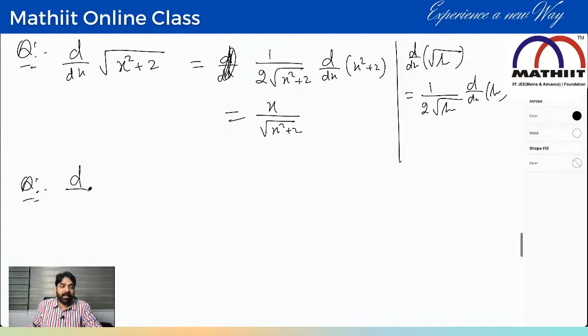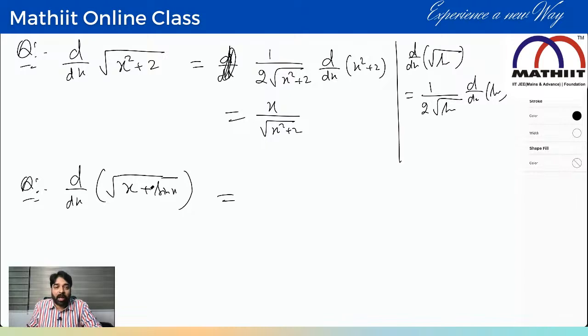Next one, d by dx of root of x plus sine x. Again, this is d by dx of root of something. So answer will be 1 by 2 root of something, x plus sine x, into differentiation of this something. Something is what? x plus sine x. So 1 plus, x differentiation 1, sine x differentiation cos x.